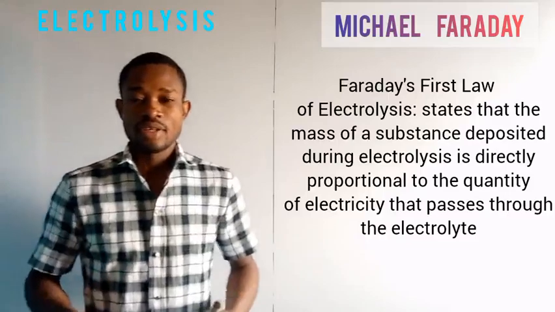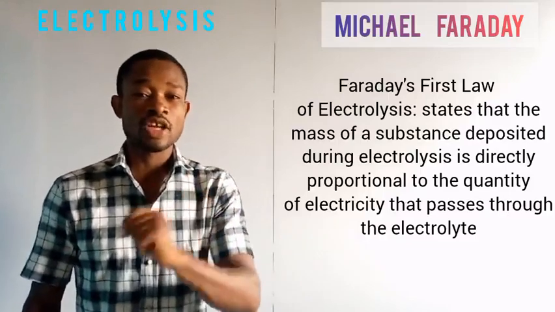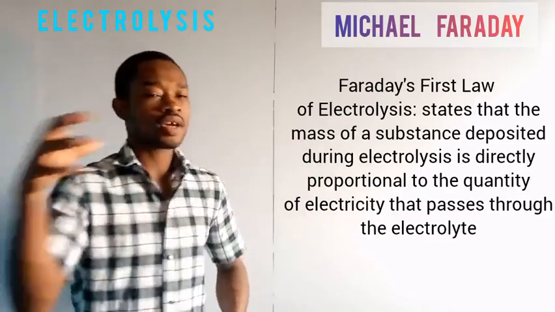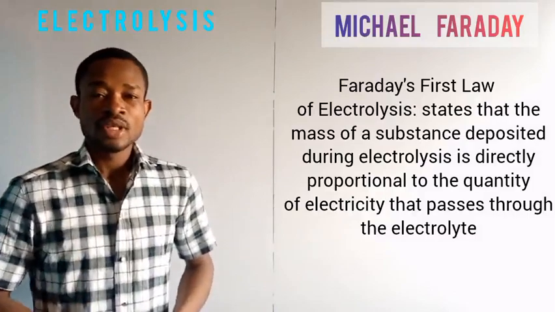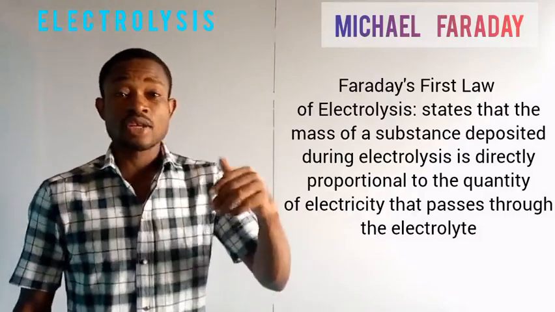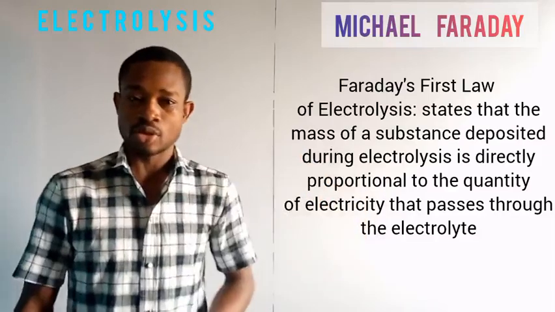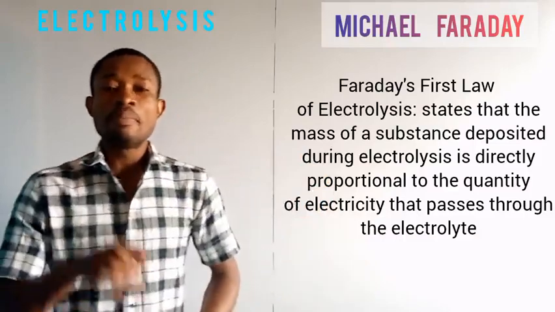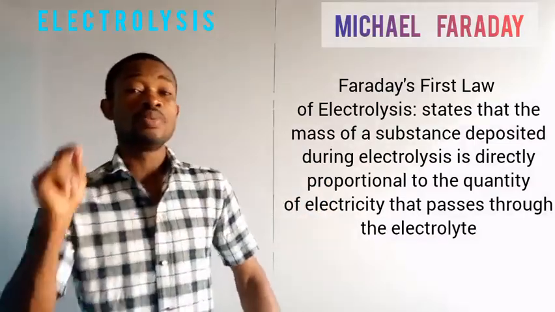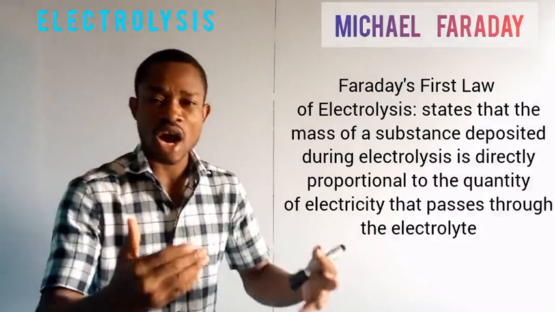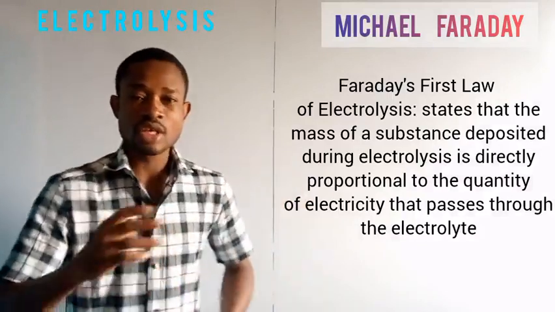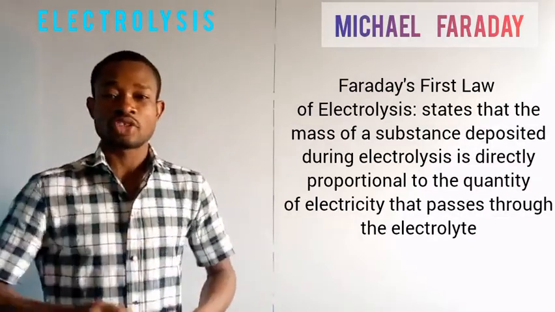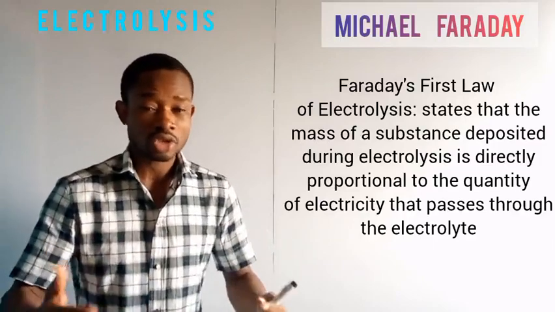So what does this mean? According to Faraday's first law of electrolysis, if you have a solution, an electrolyte, and you pass current through the electrolyte, now the metallic ion that you want to be deposited at the cathode, are you following, right? The mass of that metal that is going to be deposited, that is going to be discharged, that is going to be liberated at the cathode will depend on the quantity of electricity that you pass through the electrolyte.